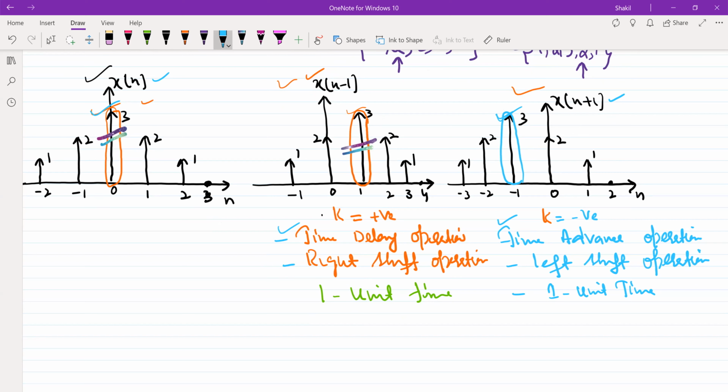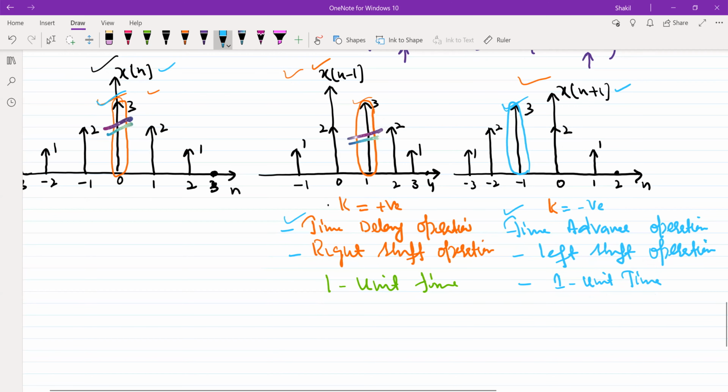Now let me repeat the same. X of n minus 1 is a time delay operation of x of n, and the sequence gets shifted to the right, and it gets shifted by how much unit of time? By 1 unit of time. Similarly, x of n plus 1 is a time advance operation of the sequence x of n, and the sequence gets shifted to the left by how much time? By 1 unit of time.